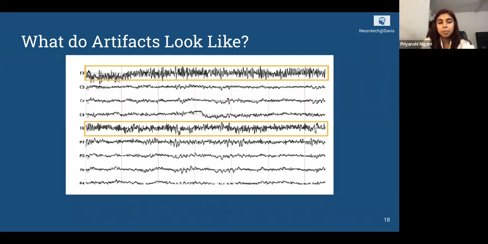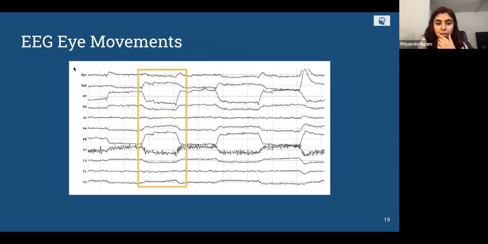This is an example of what artifacts look like. They're just a slight difference from the regular graph, and you can see them on the larger graph there. These are based on eye movement, so blinks and such.